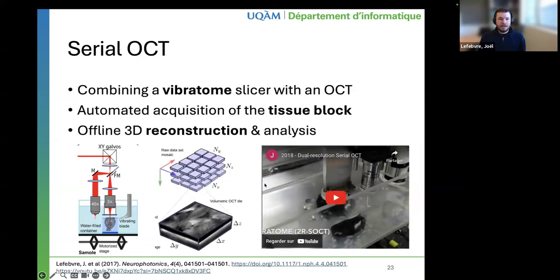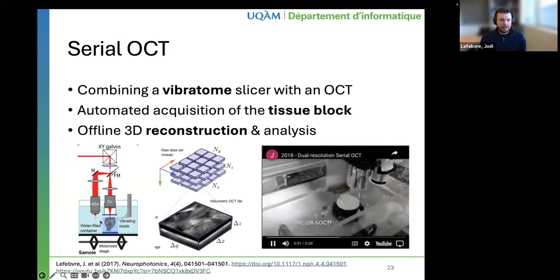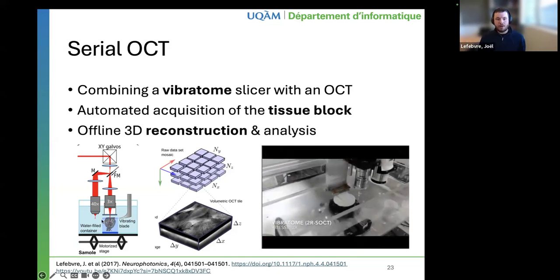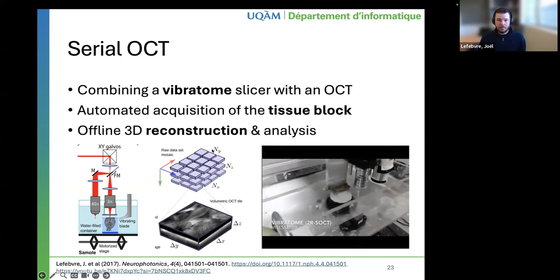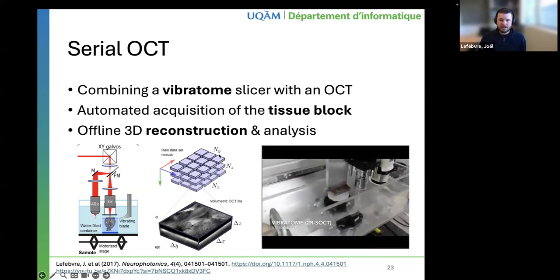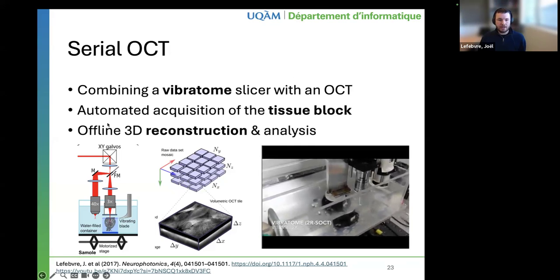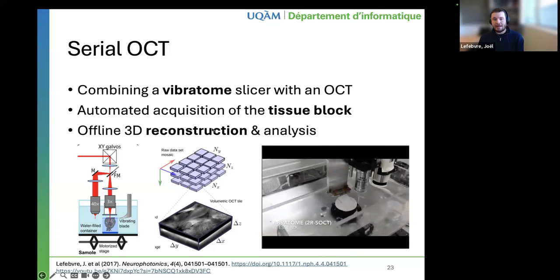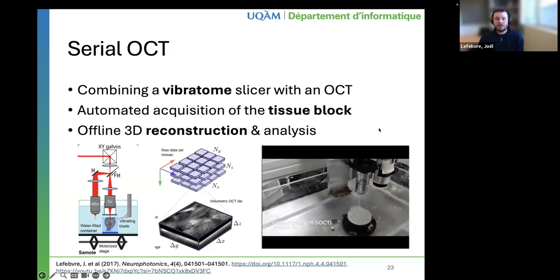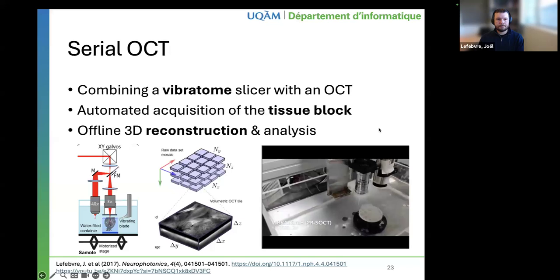Serial OCT is a process where we combine an OCT with a vibratome that slices a sample, and then we do an automated acquisition. We slice a sample, then we move the sample under a microscope objective and acquire multiple images, and we repeat that process, slicing and imaging, until we image the whole sample. After that, we stitch all of this data with offline 3D reconstruction algorithms, and then we can use that information to study what is happening in the brain.